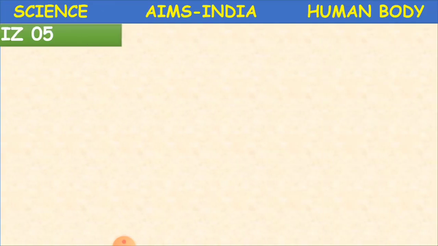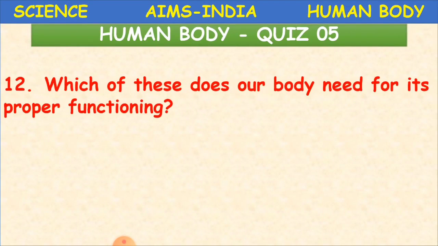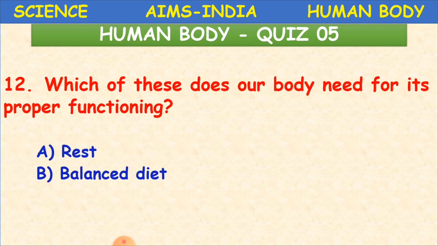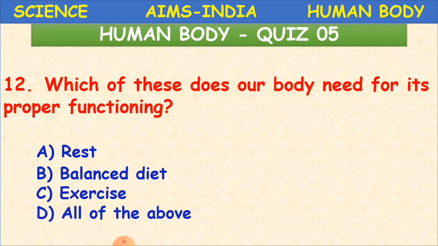Okay, children? The next question, which of these does our body need for its proper functioning? So what do we need for our body for proper functioning? Is it rest? Is it balanced diet? Exercise? And all of the above? What do we need, children? Yes, we need all of the above. We need a good sleep, we need balanced diet, and we also need exercise. Then only we'll have a proper body functioning.